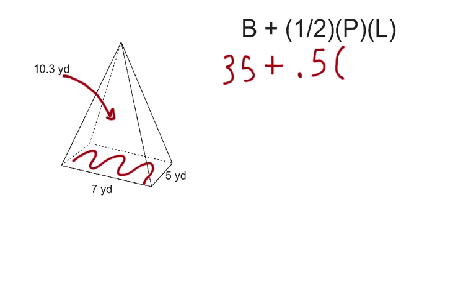P stands for the perimeter of the base. I know this is 7. This is 5. 7 plus 7 is 14. 5 plus 5 is 10. 14 plus 10 is 24. And my L, that stands for slant height. Okay, that's this guy that the arrow's pointing to going down the side of the slope here, which is 10.3. Okay? Now you have to calculate this out.